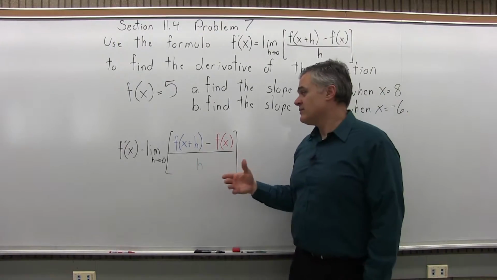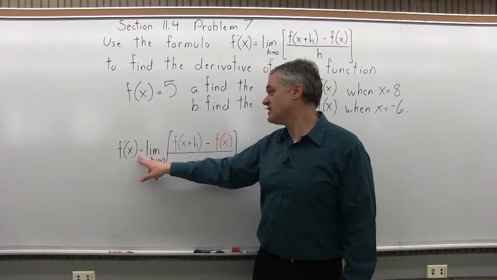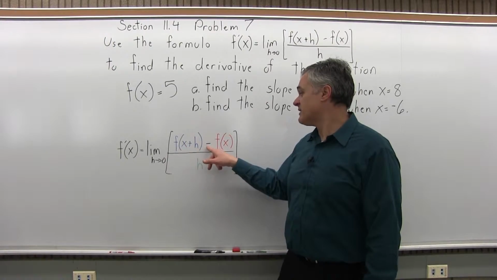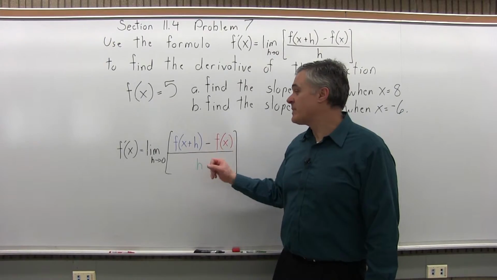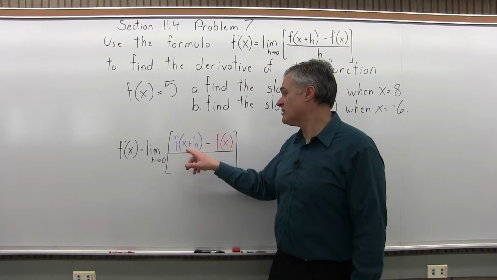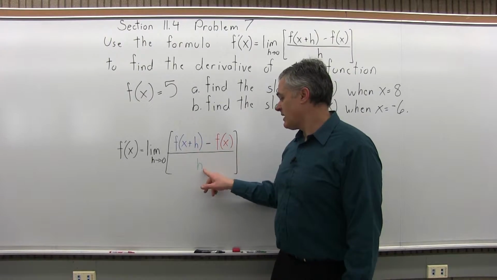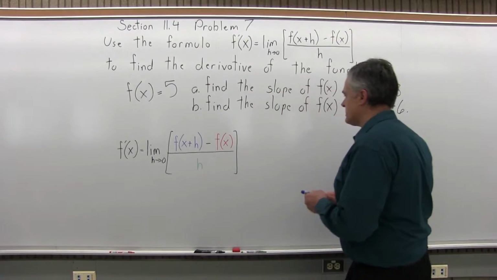So to find the derivative, we're going to use the formula that's given in the question. F prime of x equals the limit as h approaches 0 of f of x plus h minus f of x over h. But when I've rewritten this formula, I've printed the parts in different colors. The f of x plus h is in blue, the f of x is in red, and the h is in green. So we'll do the f of x plus h first.